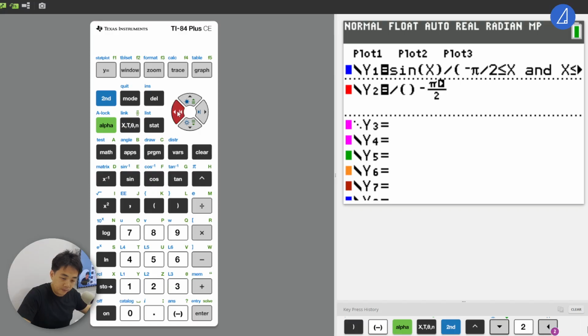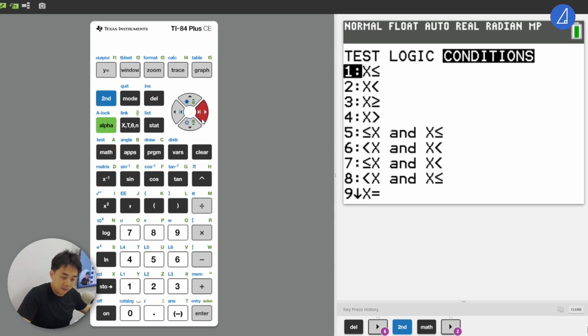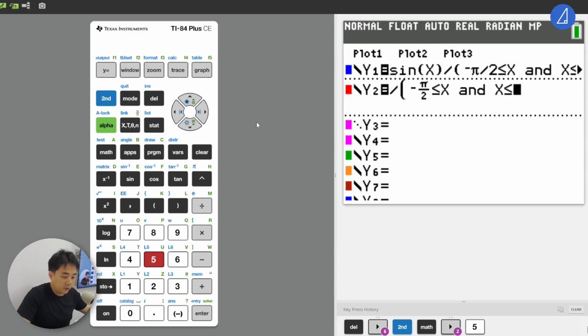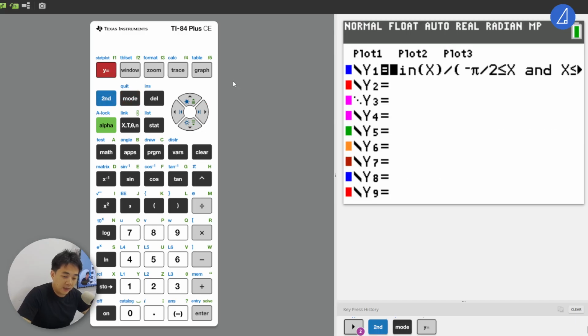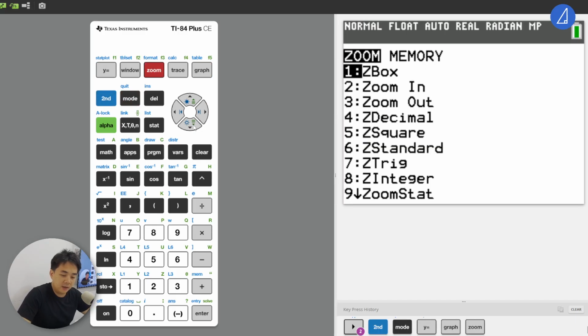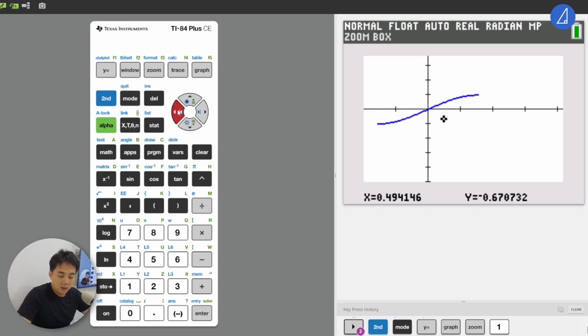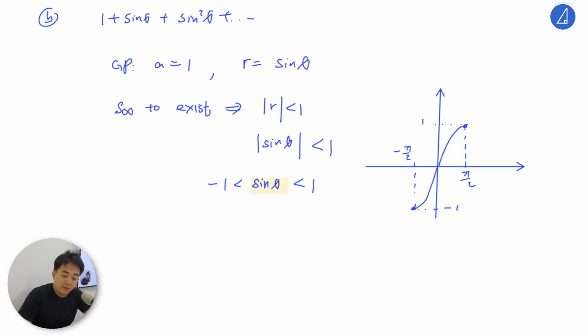So I repeat, you put divide, open bracket, and you put minus pi over 2 like that. Then you press second test, go to condition, press number 5, then you put pi over 2. Then when you graph it, once you're done, you'll see this. Okay, this is a sine curve which you know, but on this domain it's a strictly increasing function, so it's good. So this one, sum to infinity exists.